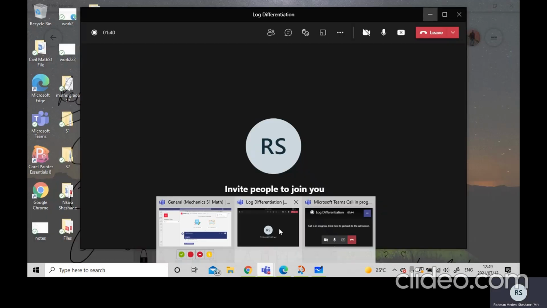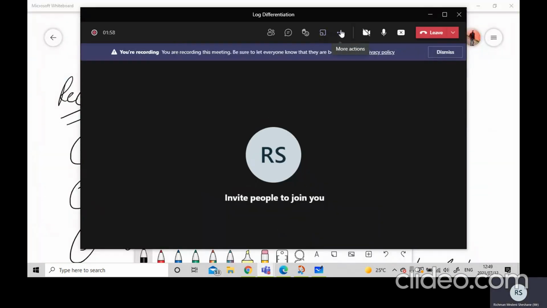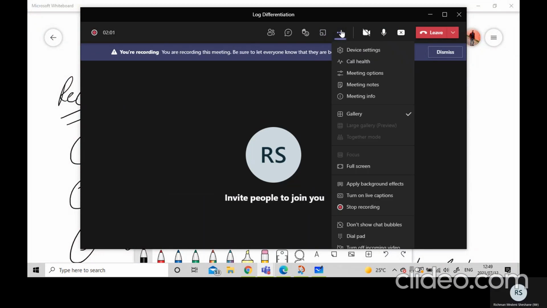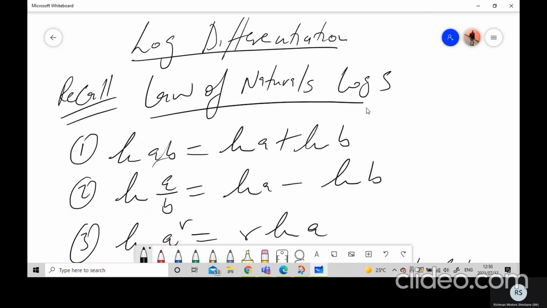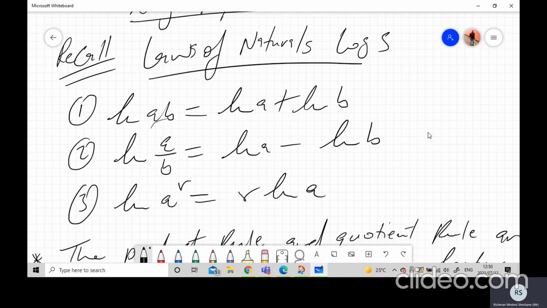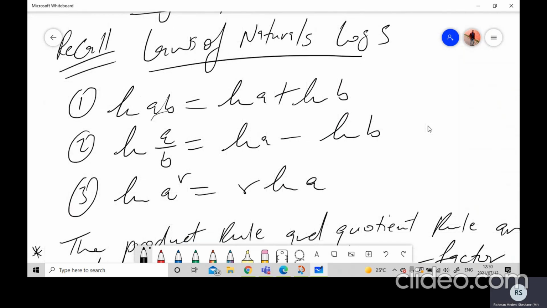Now let's look at log differentiation. Let's recall the laws of natural logs. We have three important laws that we're going to use here in log differentiation. But before we go into details, let's recall these logs.